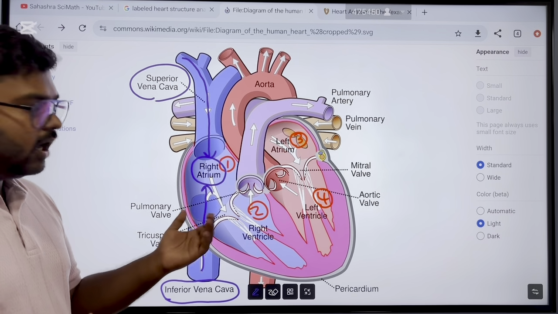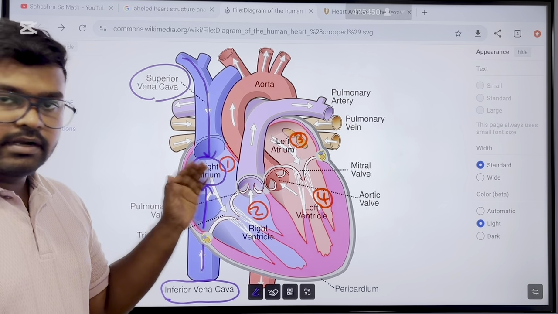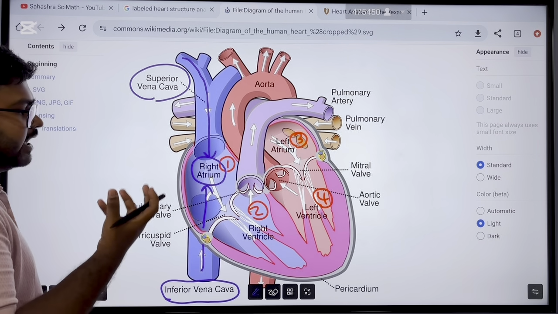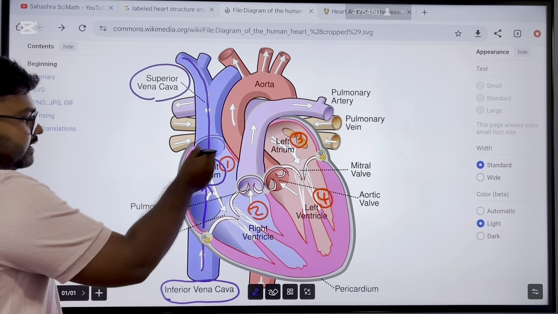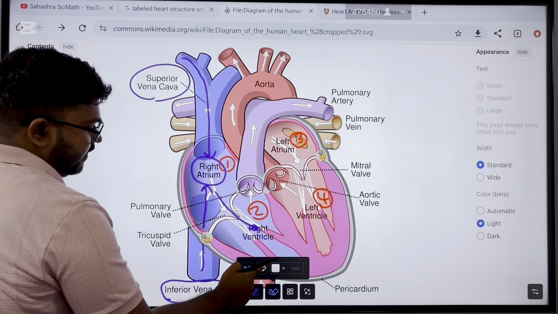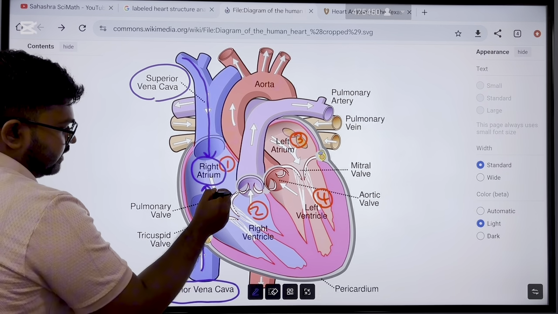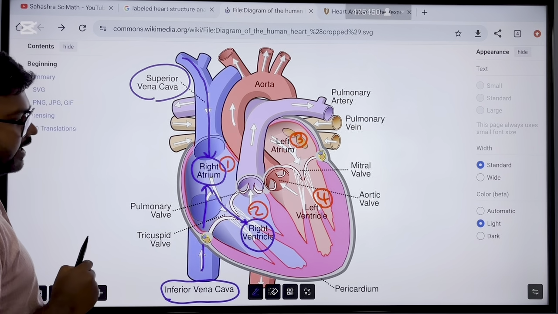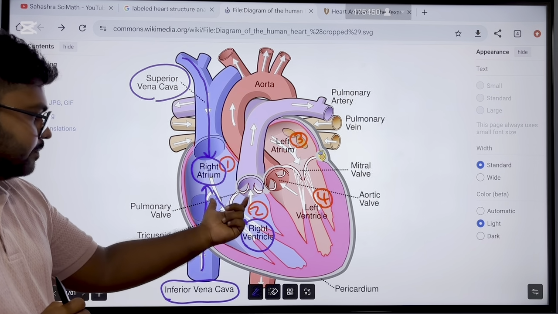Now this deoxygenated blood is in the right atrium. What happens next? When the right atrium contracts, the blood within the right atrium flows into the right ventricle. That occurs through the tricuspid valve.